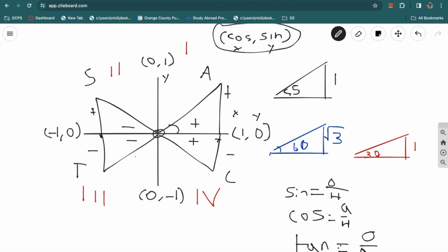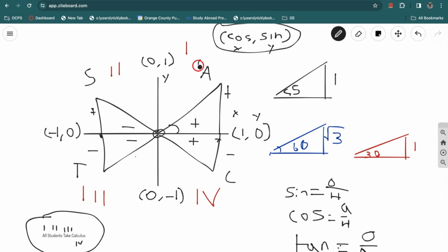And a good way to memorize that, they teach it a lot, is let's write it here: all students take calculus. So that's a good way to memorize it. So this is quadrant 1, this is quadrant 2, this is 3, and this would be 4.